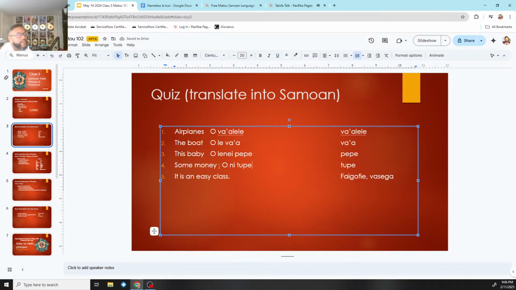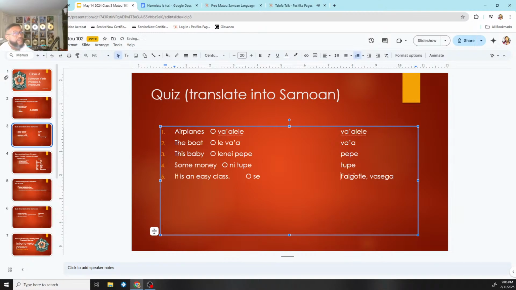Okay, and then this one right here would be like the bonus one, because we're adding the adjective, or how do we describe the class. So if we were just going to say it is a class, we didn't say the class, we're saying it is a class. So it's non-specific, so o se, and then the word for class is going to be vasenga.